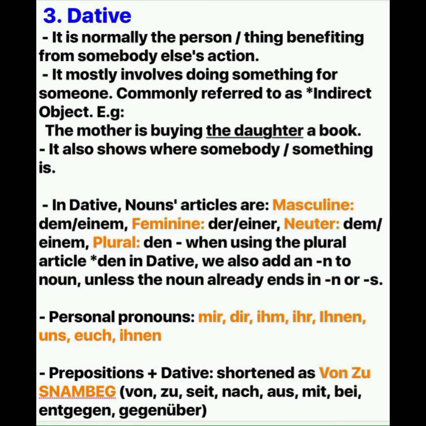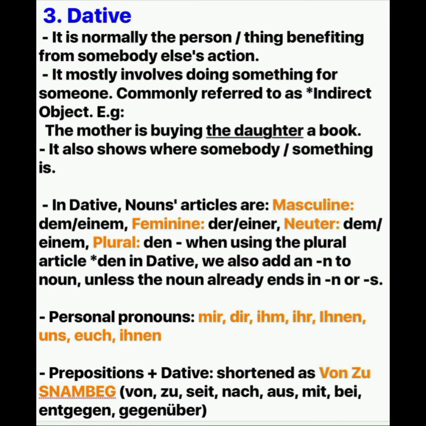So you can see that the daughter is benefiting from the mother's action. The mother is doing something for the daughter by buying her a book. So what do I mean there? The daughter is now the dative because she is benefiting from the mother's action of getting her a book. Are we together up until there? That's why I said it is normally the person or thing benefiting from somebody else's action that is dative.